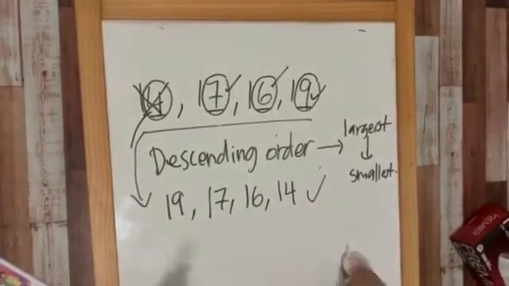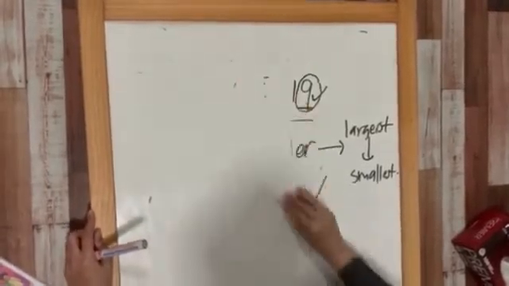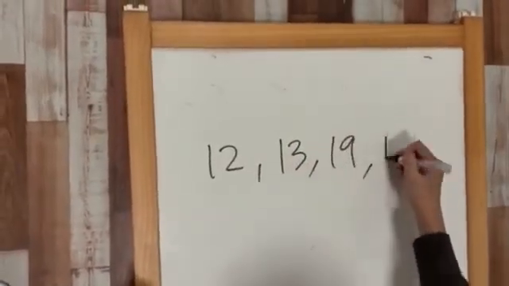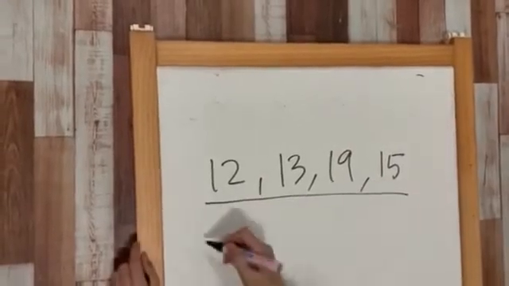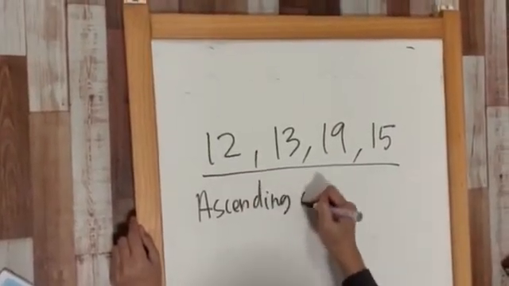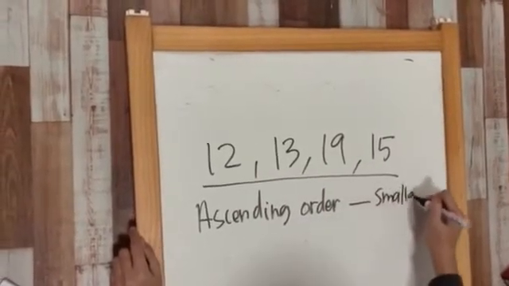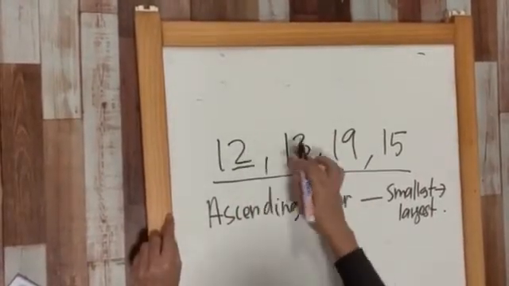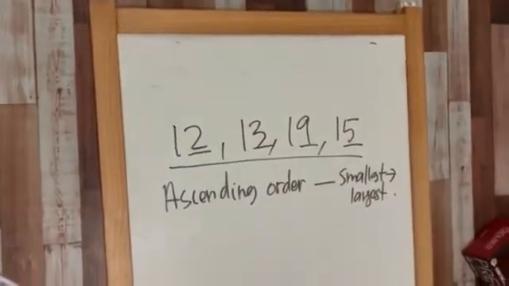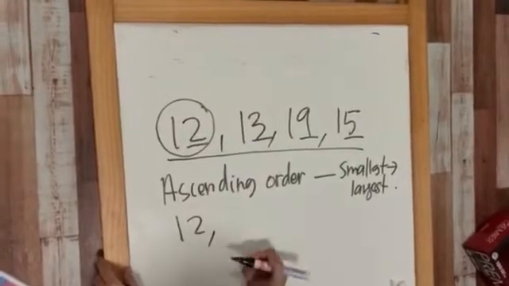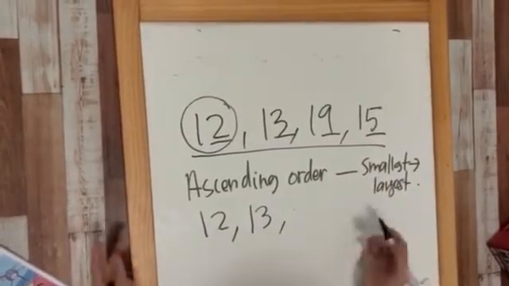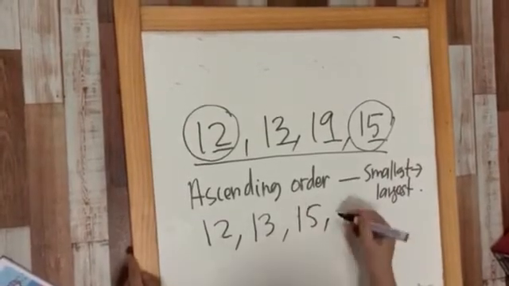Easy? Good. Last example I want to give you for ascending and descending order. We have here 12, 13, 19 and 15. How to arrange these numbers in ascending order? It's from smallest to largest. As you can see, we have 2, 3, 9 and 5 in the ones place. So of course the smallest will be 12. The second one will be 13. For the third one, between 15 and 19 left, which one is the smallest? Of course 15. And the last one will be 19.